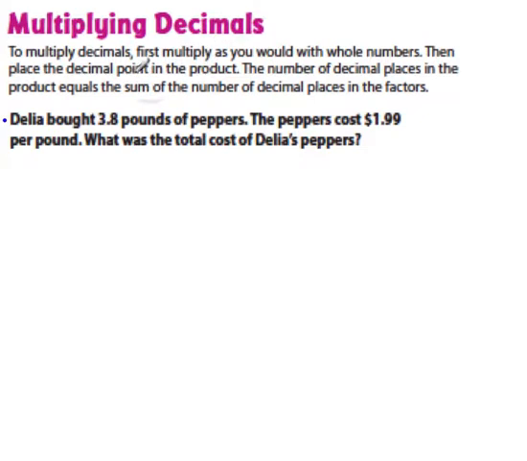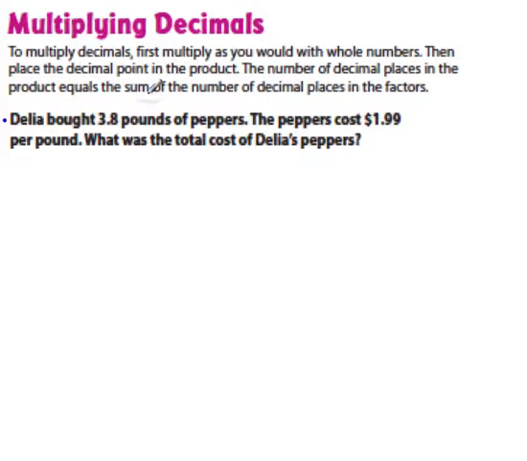So in order to multiply decimals, first thing you want to do is multiply like you would with any other whole number. Okay, meaning just ignore the decimals and go ahead and multiply. Then, once you're finished multiplying and you get your answer, your product, you place the decimal point in the product. And the number of decimal places in the product is equal to the sum of the number of decimal places in the factors, meaning the two numbers that you multiplied together.